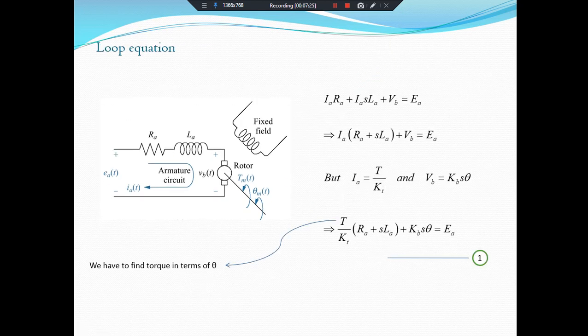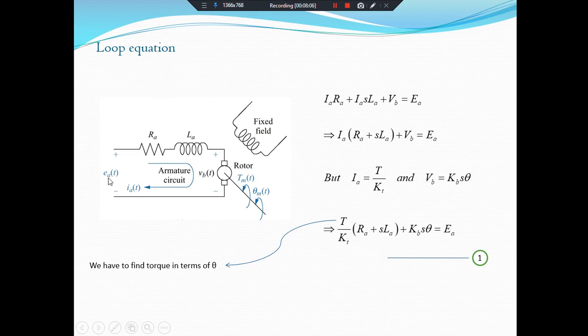Now we will simply apply the loop equation in this circuit, starting from here: voltage rise is equal to the voltage drop. What is the voltage rise in this circuit? The applied voltage is the voltage rise, and where is the voltage drop across this? Basically this is the armature resistance and this is the armature inductance. The value of armature inductance is very low, or you can say the armature self inductance is very low, so we can ignore this.